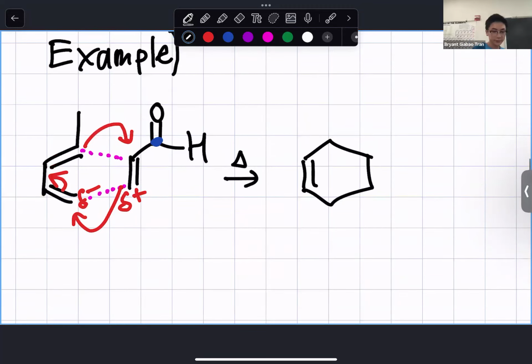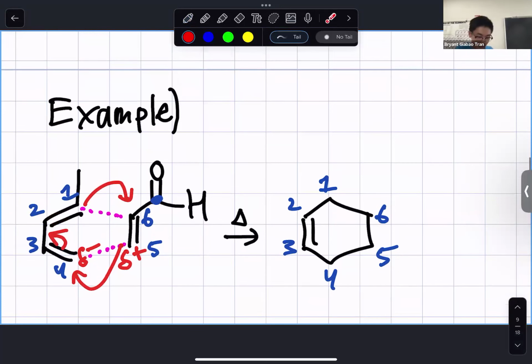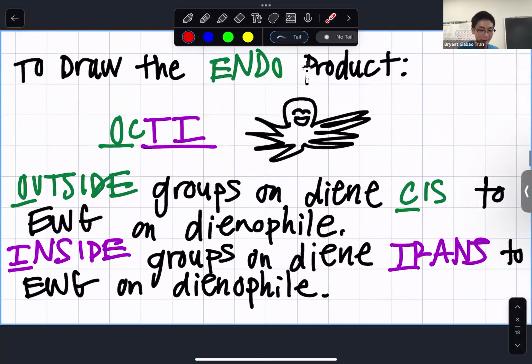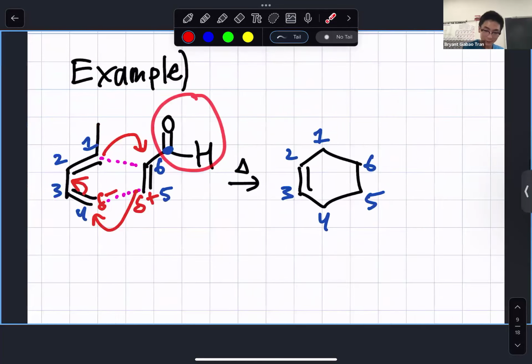It might help to number the atoms like how we did earlier, 1, 2, 3, 4, 5, 6, to keep track of every group, right? Where is this an out group or an in group here? Out group, right? Because it is outside of the pocket, and this is an EWG of the dienophile. And we said the endo rule, the out group has to be cis to the EWG, meaning that they have to be on the same side of the EWG. So this is going to be our product right here.